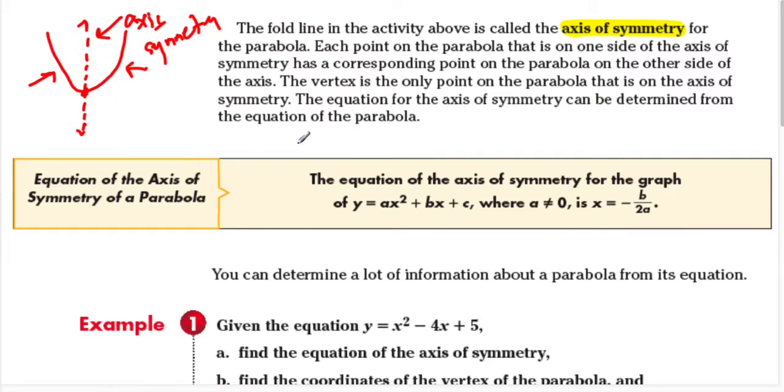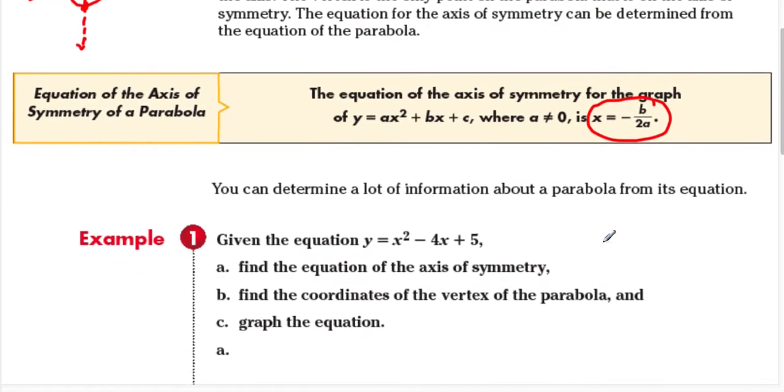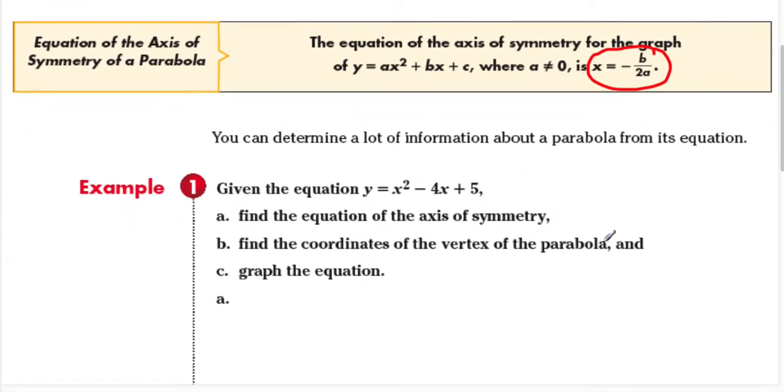So let's look at the equation of the axis of symmetry of a parabola. The equation of the axis of symmetry for a graph of y equals ax squared plus bx plus c, where a is not equal to 0, is x equals negative b over 2a. So this is the formula for the axis of symmetry: x equals negative b all over 2a. Memorize that. We will be using that in the next few lessons.